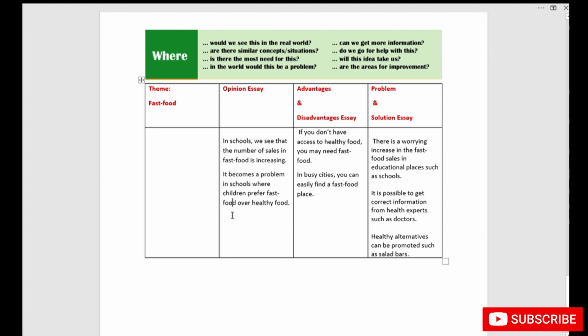So again, let me remind you one more time, these questions are really flexible. It's up to you how or where you can use it. But for this part, we looked at the where question. In our next video, we are going to be looking at the how part.